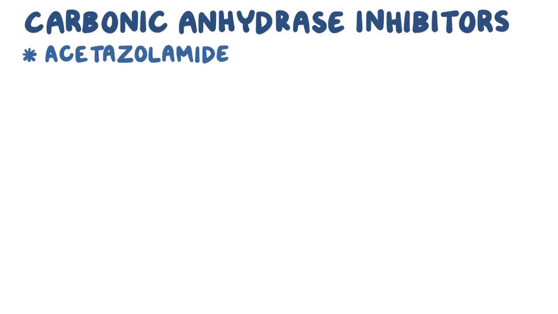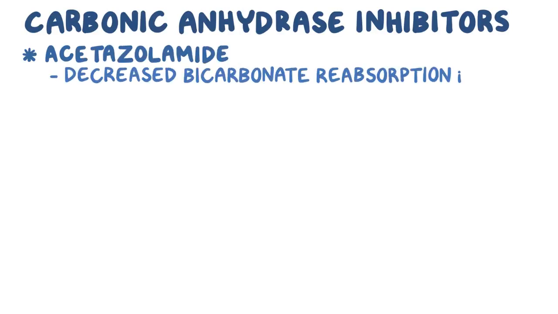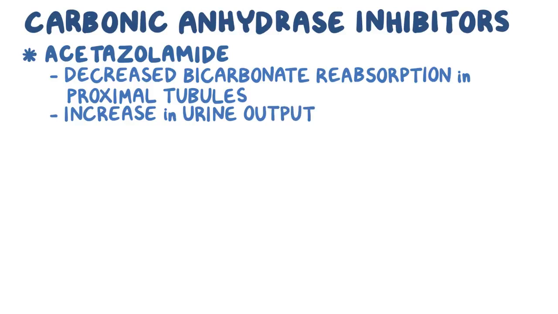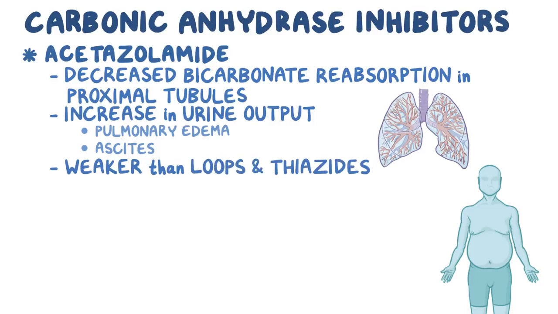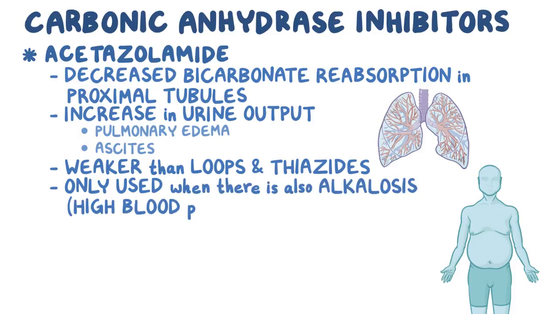Administering acetazolamide leads to a decreased bicarbonate reabsorption in the proximal tubules, so more bicarbonate and sodium gets excreted in the urine. So, since water flows where the sodium goes, this leads to a mild increase in urine output. This is useful for treating edematous states like pulmonary edema or ascites, where fluid builds up in the extracellular space. As a diuretic, acetazolamide is much weaker than other classes of diuretics, like loops and thiazides, so it's only used to treat edematous states where there's also alkalosis, or a high blood pH.